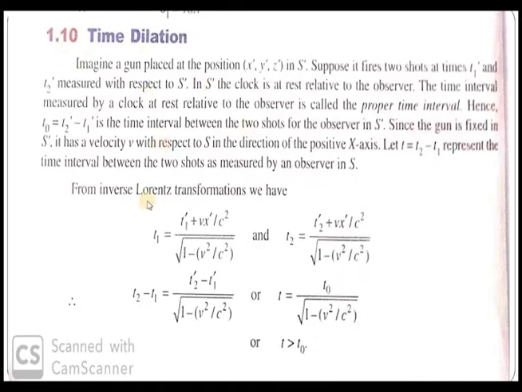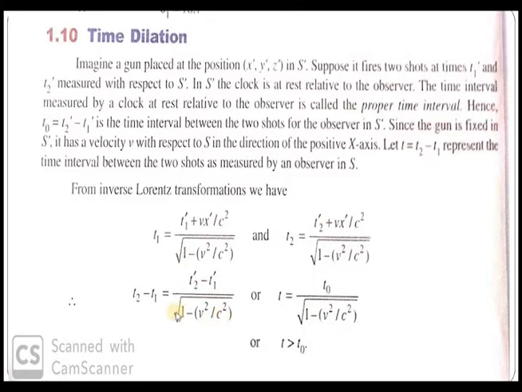So what I'll be getting is, from the inverse transformation equations, t1 is equal to t1 prime plus vx prime by c square divided by root of 1 minus v square by c square. Similarly I have t2 is equal to t2 prime plus vx prime by c square divided by root of 1 minus v square by c square. Hence t2 minus t1 is equal to t2 prime minus t1 prime. Both of them get cancelled, and what is left will be t2 prime minus t1 prime divided by root of 1 minus v square by c square.